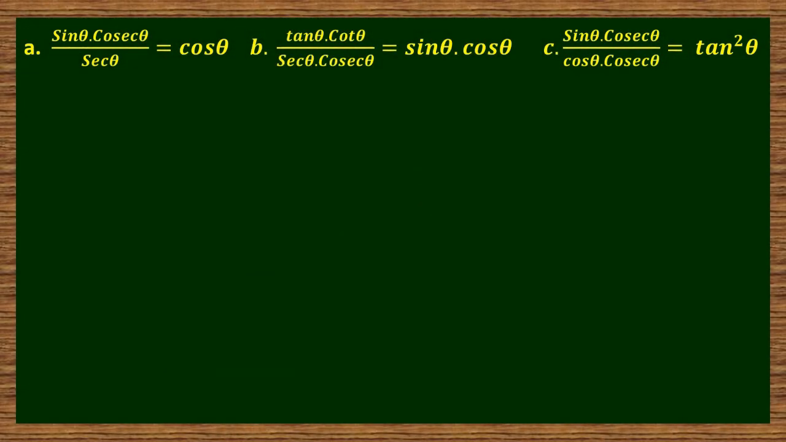Okay, now we can see the next question: sin theta into cosec theta divided by sec theta is equal to cos theta. So we can solve this. The question is very easy here. So we will be taking from LHS. We have sin theta multiplied by cosec theta divided by sec theta. So we know very well the sin theta multiplied by cosec theta is equal to 1.